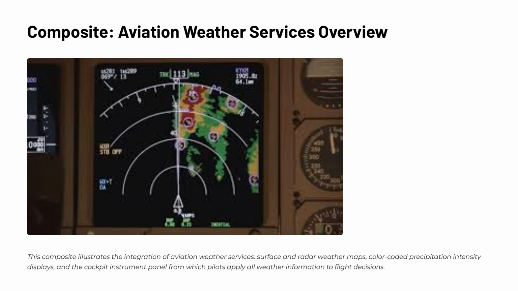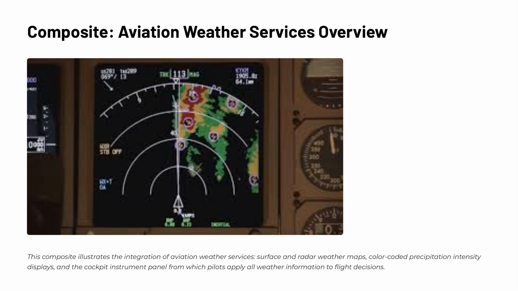This composite image brings together the key elements of aviation weather services that we have covered throughout this course. You can see how surface weather maps and radar weather maps work alongside color-coded precipitation intensity displays to give pilots a comprehensive picture of atmospheric conditions. Each of these tools serves a distinct purpose, yet they are most powerful when used in combination.